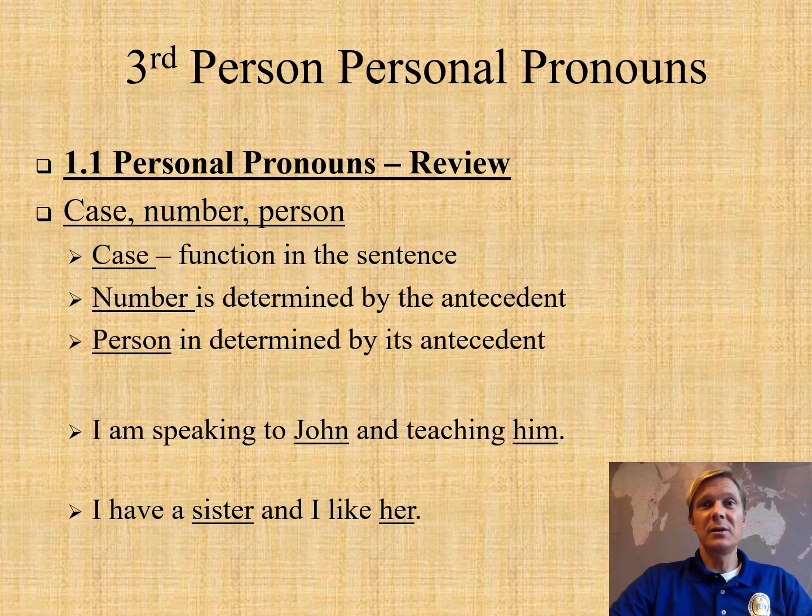We had these examples before. I am speaking to John and teaching him. So the pronoun him needs to correspond to John in number and person. And then obviously it needs to be in the objective case because it is the direct object of the verb teach. The same applies to the example, I have a sister and I like her.